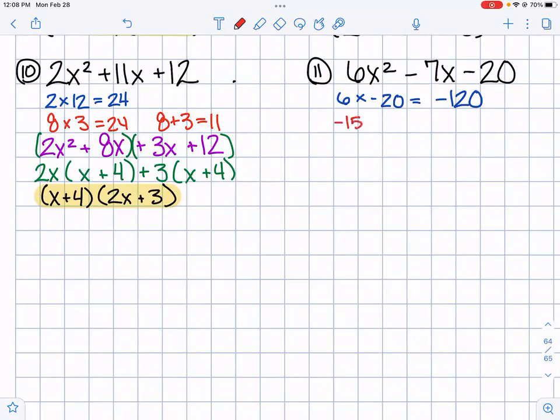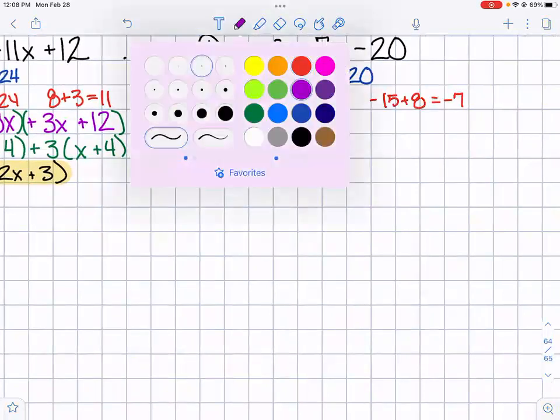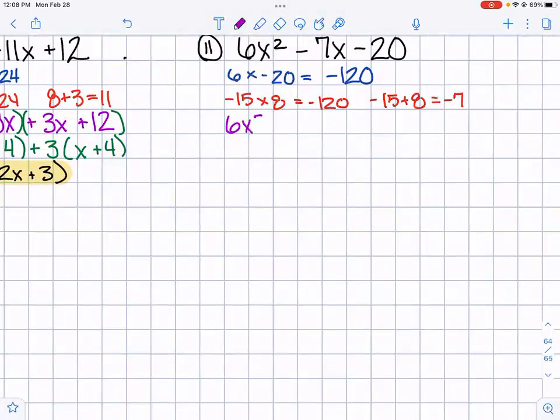So negative 15 times 8 is negative 120. This one was harder. Negative 15 plus 8 is negative 7. So that's how it works out. So 6x squared. What goes better with 6, the 8 or the 15? Does it really matter? They both have something in common, right? We'll put plus 8x, sorry, plus 8x minus 15x minus 7. Or not 7. Wow, I cannot read today. Minus 20. Okay.